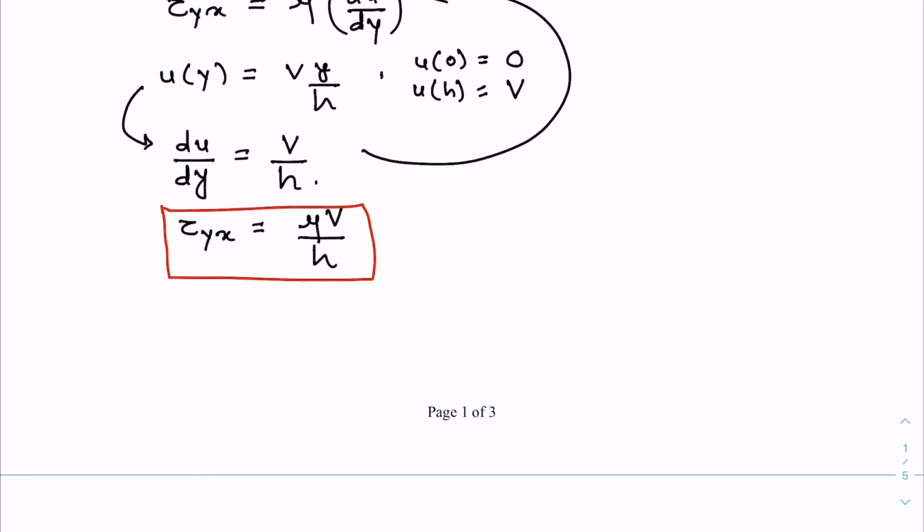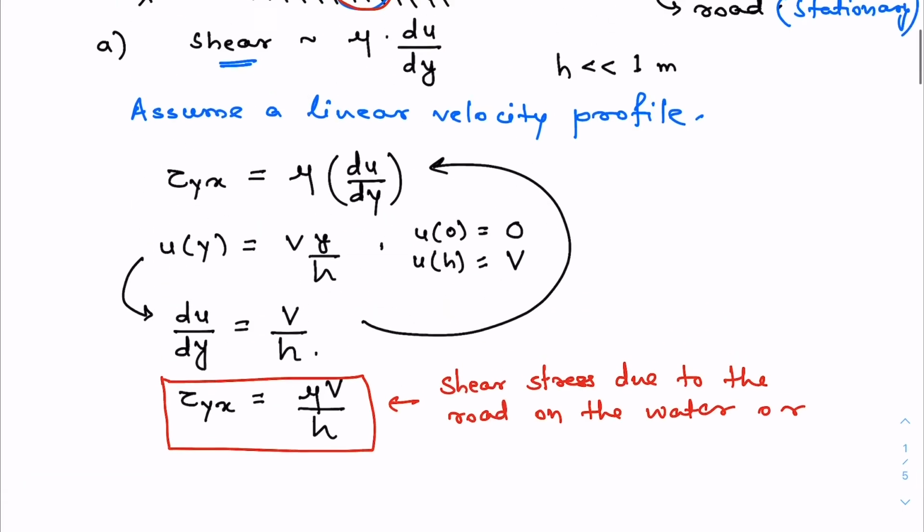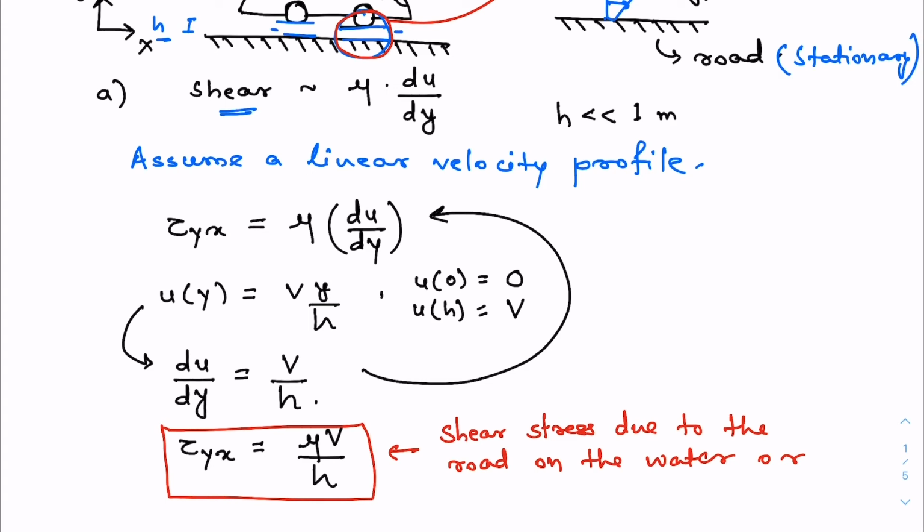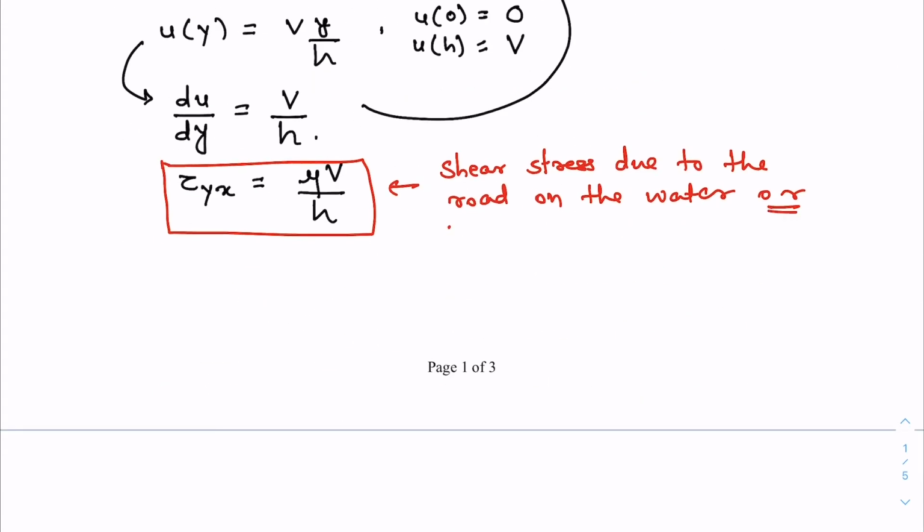But remember, this is the shear stress due to the road on the water, or since we have a linear profile, the velocity gradient is the same everywhere. So this is also the shear stress due to the tire on the water film.